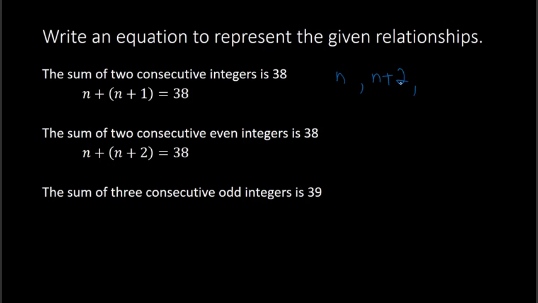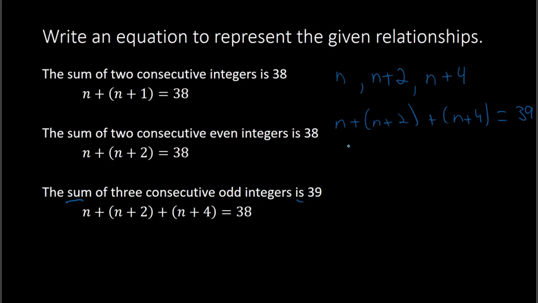All right, and then the next odd number after this would be 2 more than n plus 2, which would be n plus 4. So my 3 consecutive odd integers can be represented with n, n plus 2, and n plus 4. And then it says the sum of these numbers. Sum means addition. So I add n plus the n plus 2 plus the n plus 4. And then it says that sum is, which means equals, and then 39. So my equation would be n plus n plus 2 plus n plus 4 equals 39.